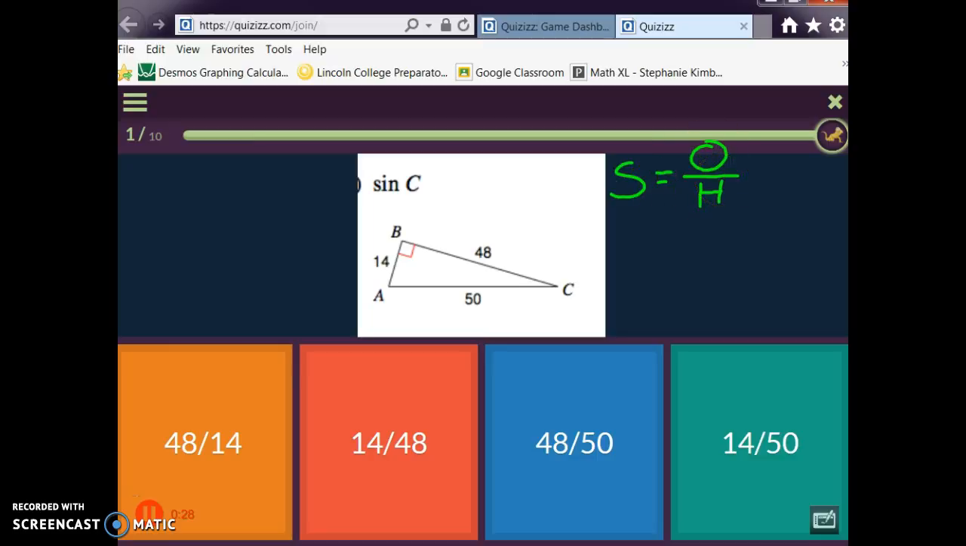So in this case, our angle is here, C. The opposite of that angle would be 14. And even though this is on its face, the hypotenuse is directly across from the right angle. So for this problem, sine of C would equal 14 over 50. I think I got it right.